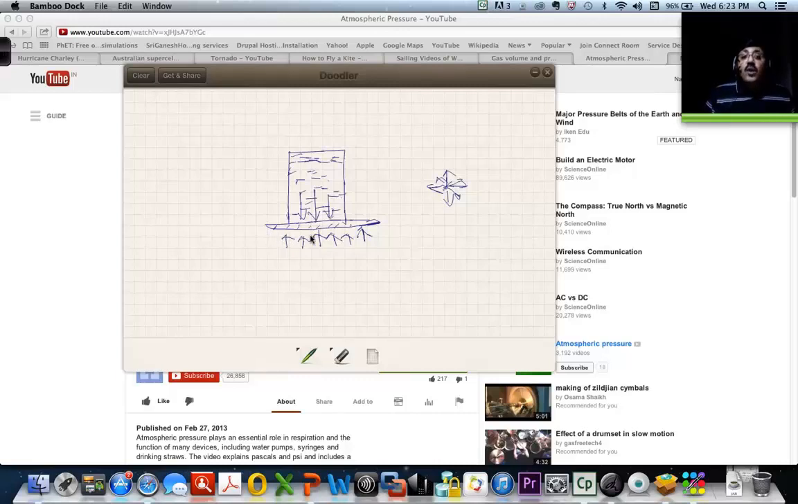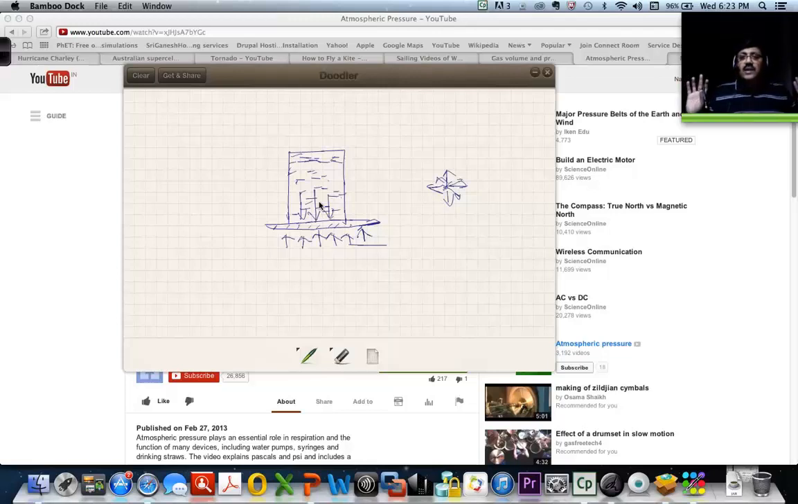So what is happening is that the atmospheric pressure is pushing the cardboard up, and the water is trying to push it down. But because the atmospheric pressure is due to the 10 kilometers or more of air above, that force is higher than the force exerted by the water because of its weight, and that is why the water is not flowing down.